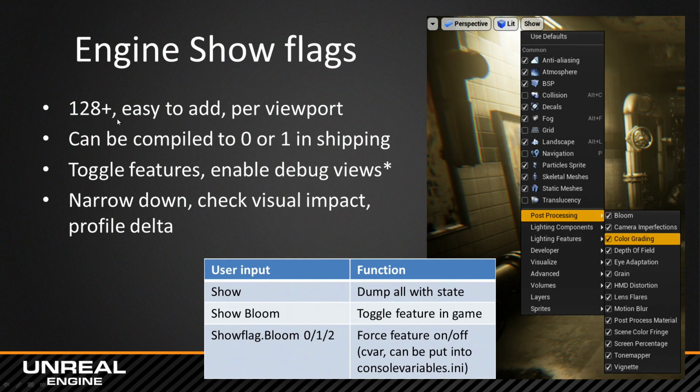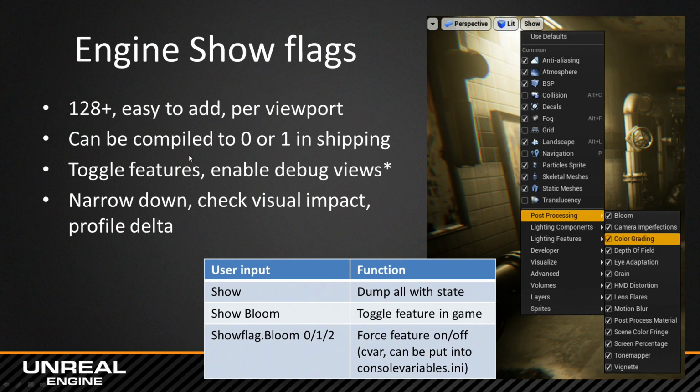We have more than 128 of those. It's very easy to add a new show flag. If you have multiple viewports, per viewport we can have different show flags, so it's not an engine-wide decision. It is actually a per viewport decision. If you want to toggle those show flags in the editor, you can do it on that viewport. You see the user interface for that. Here are some common ones, and here's a more organized grouping of those show flags.